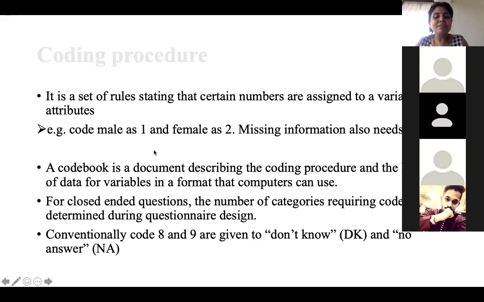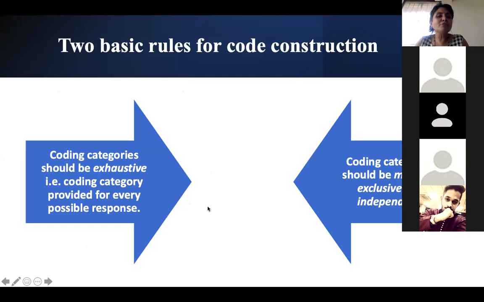Now, there are certain variables which require unique coding like 8, 9, etc. Don't know, not applicable, etc. So those are also available. Now, when you talk about coding, let us see what the basic rules for code construction are. Code categories must be exhaustive. Like a coding category should be provided for each and every single response that the respondent gives. And then coding categories should be mutually exclusive and independent.